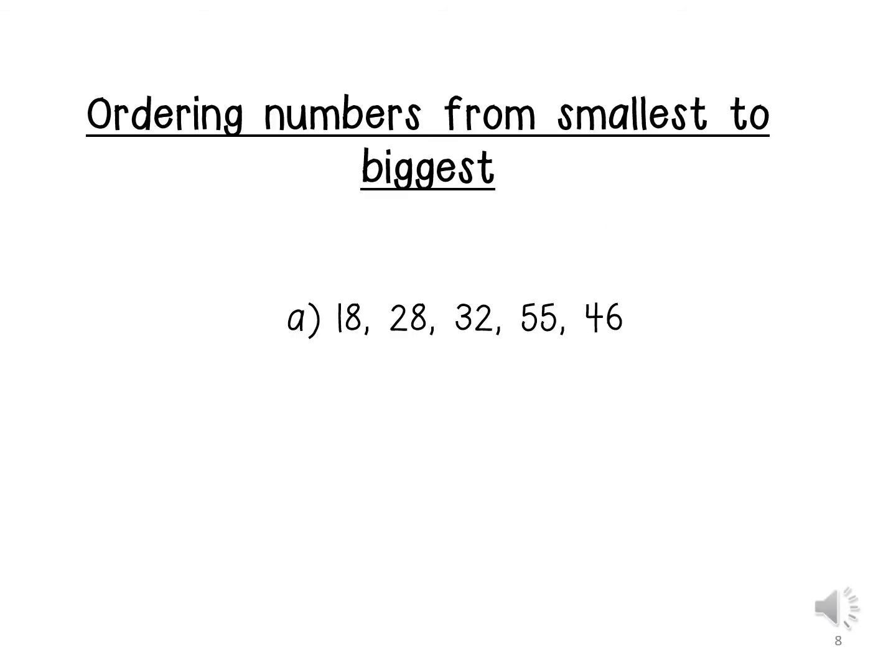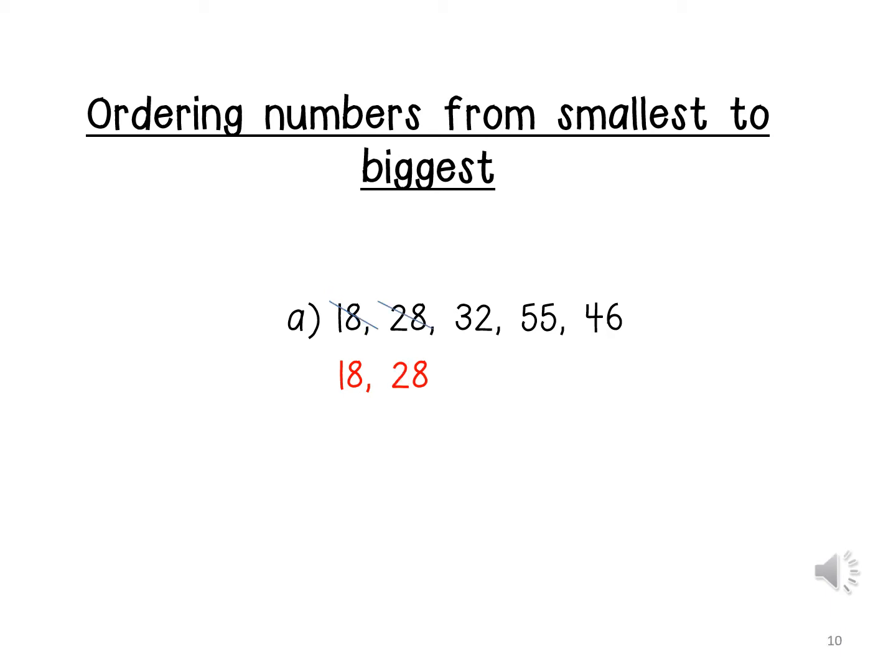Ordering numbers from smallest to biggest. A. 18, 28, 32, 55, 46. We have our set of numbers which we need to arrange from smallest to biggest. The smallest number in this set of numbers is 18. As you can see, I have scratched out 18 and I wrote it at the bottom.